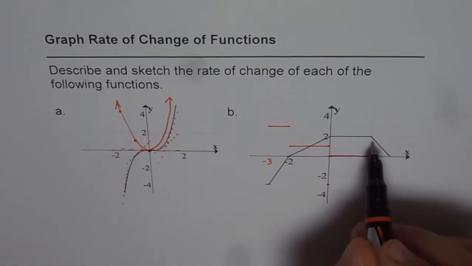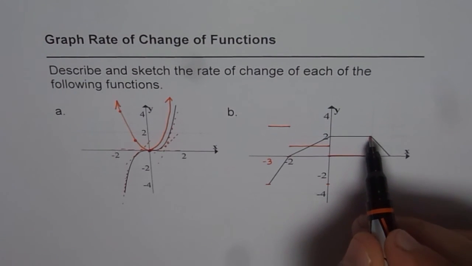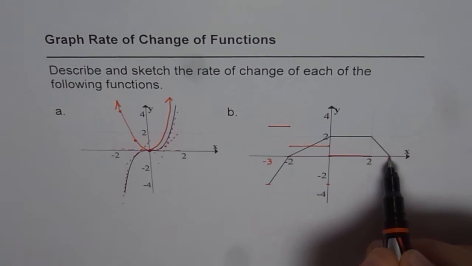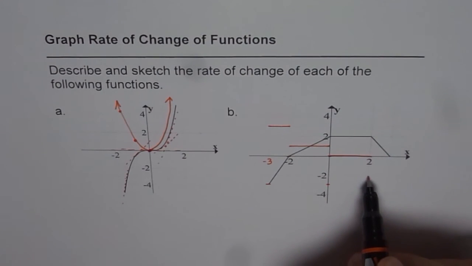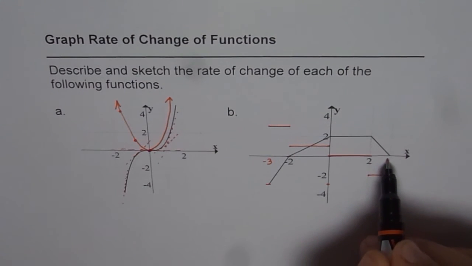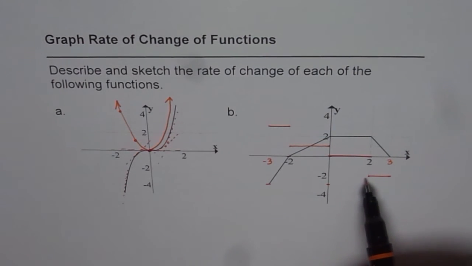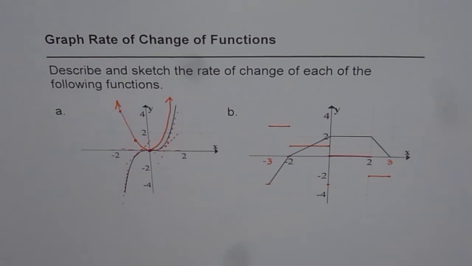Now we have a line which is dropping down. Going downwards means a negative rate of change. The slope is negative. Change in height is of 2 units, which is minus 2 units as we go down for 1 unit of x. So it is minus 2. So from here to here we can draw one straight line showing a constant rate of change of minus 2 in the interval from 2 to 3. Right? So these steps provide us with the rate of change of the given function.